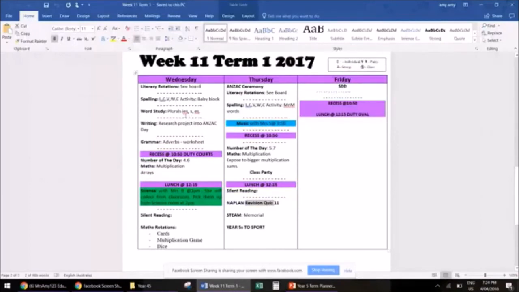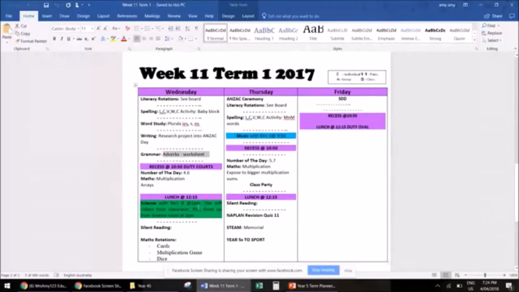But then when you look at the spelling, it will be on plurals. When you look at the grammar section of it, it will be on adverbs. So it's just reviewing what we've done that week.